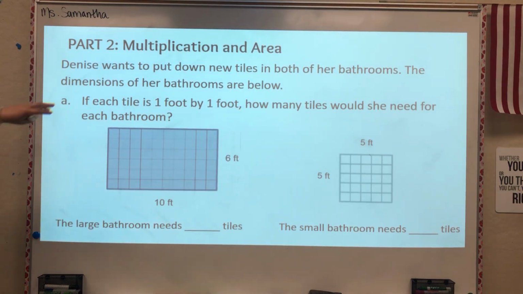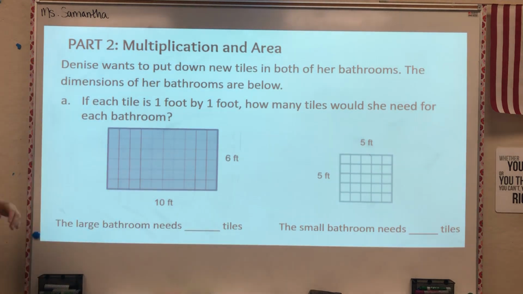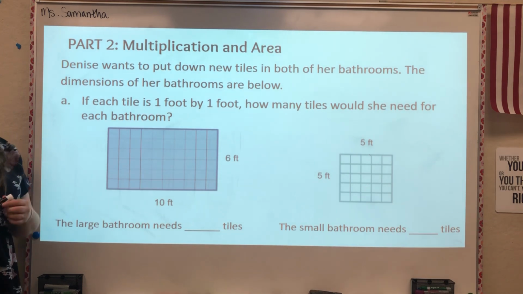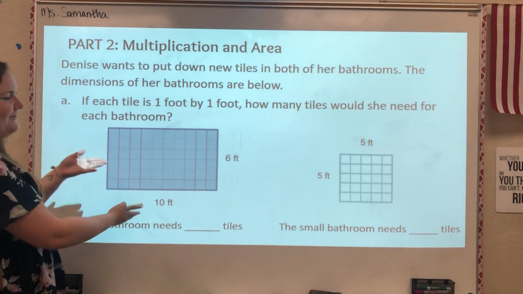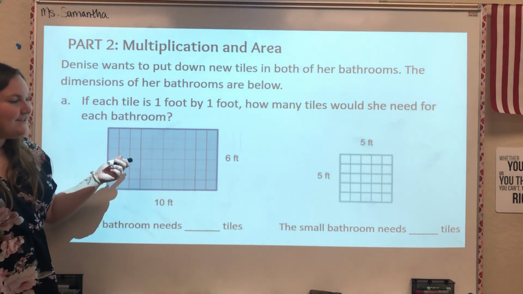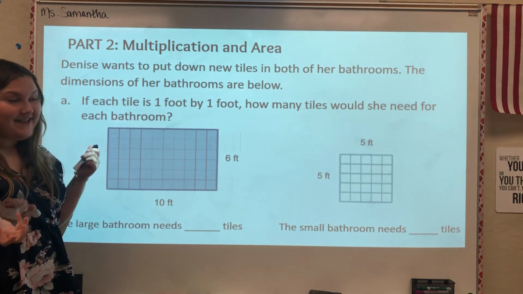is going to be talking about multiplication and something in math we call area. So the example we're looking at says Denise wants to put down new tiles in both of her bathrooms. The dimensions of her bathrooms are below. So this first part asks, if each tile is 1 foot by 1 foot, how many tiles would she need for each bathroom? So I've got these two beautiful bathroom pictures right here. And notice looking at this, you might be thinking, well, that looks similar to the array we were looking at before, and you were right.